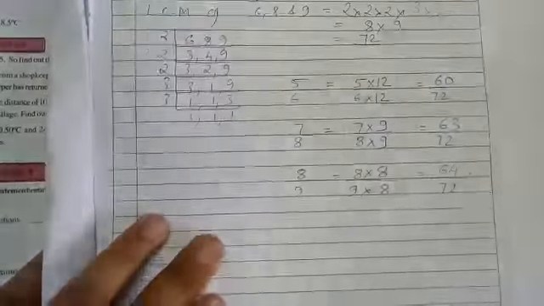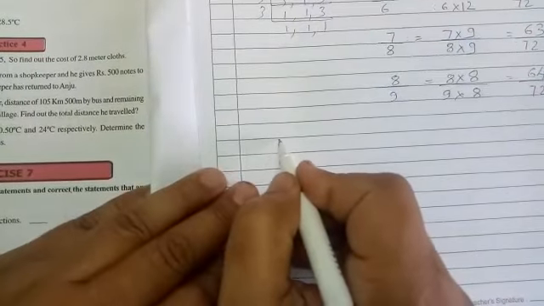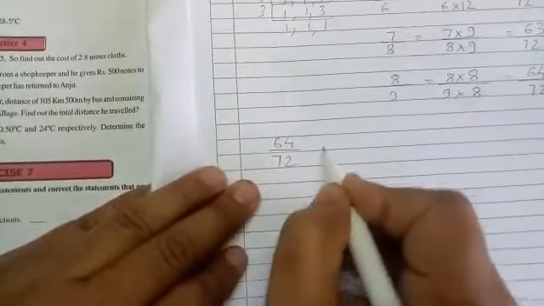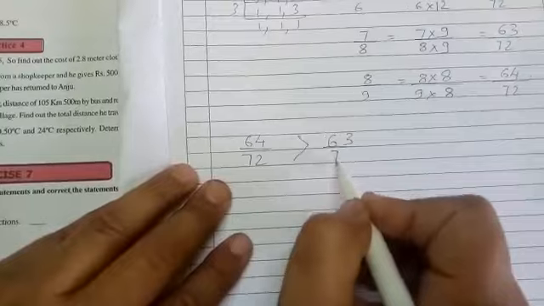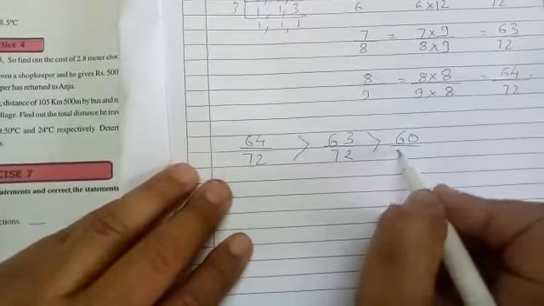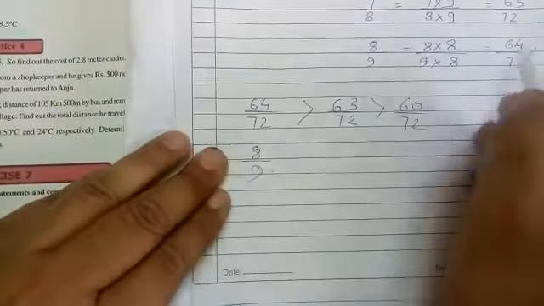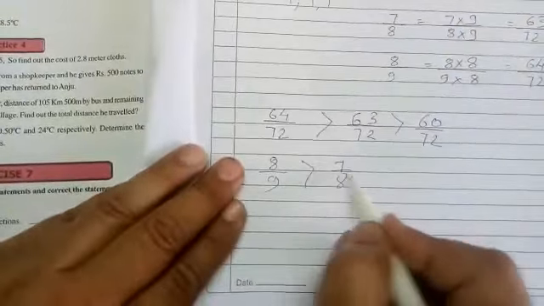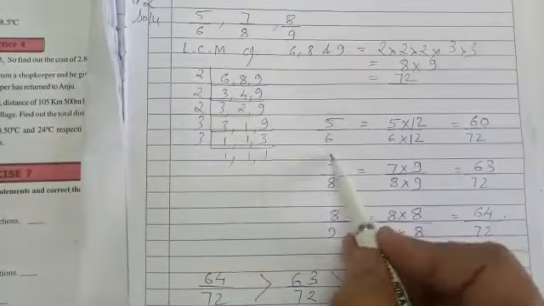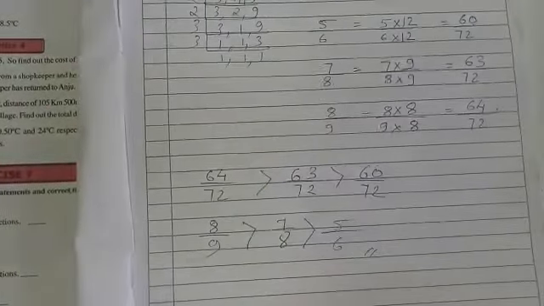8 8s are 64. Now we have to arrange in descending order. That means greater to smaller. Which is the greater number here? That is 64 upon 72. Smaller than that is 63 upon 72. Smaller than that is 60 upon 72. Big to small. Then 64 from which number did you get? 8 upon 9. Then 63 upon 72 from which number? 7 upon 8. Then 60 upon 72 from which number? 5 upon 6. This is the descending order. Is it clear to all of you?